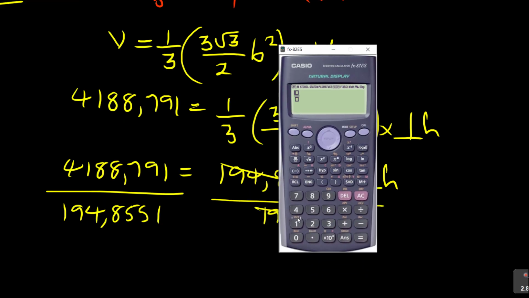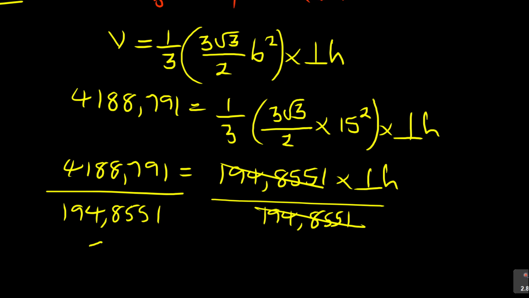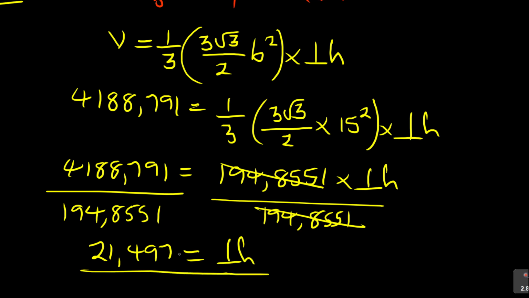So it will be 4188,791 divided by 194,8551, equal to 21,49695, which is 21,497. That is equal to our perpendicular height, but we're dealing with centimeters, I think.